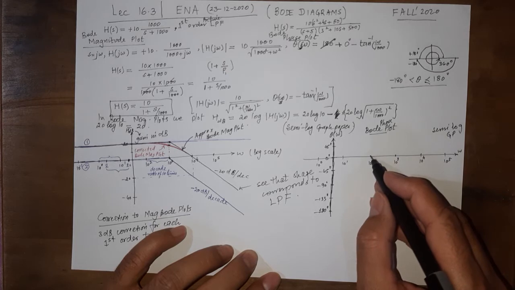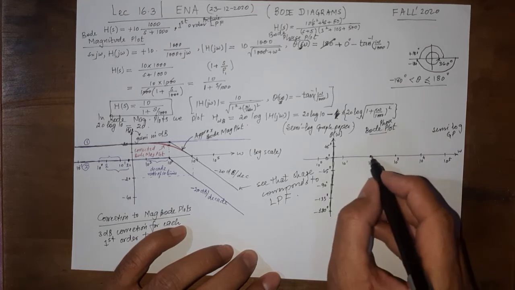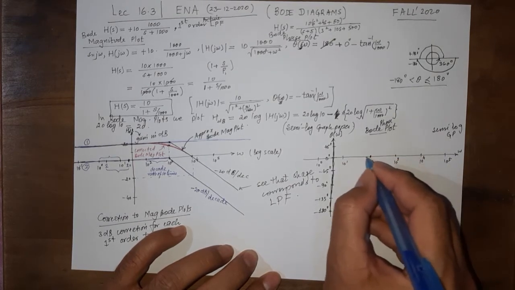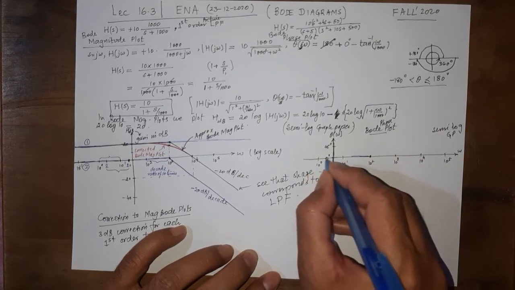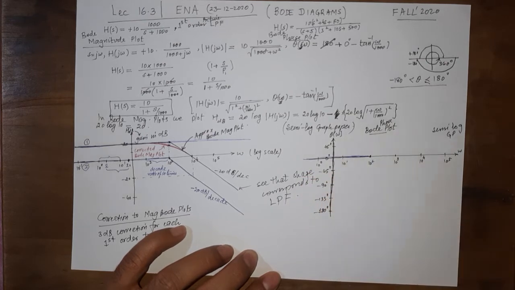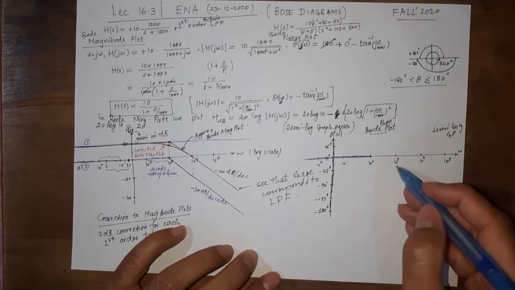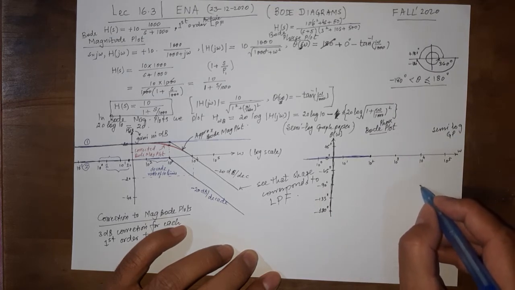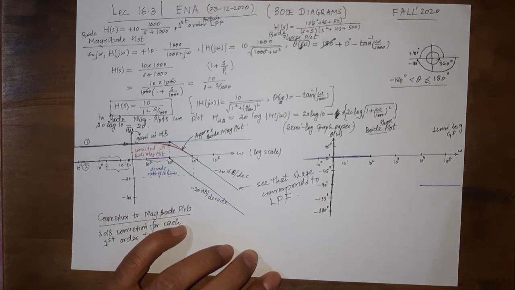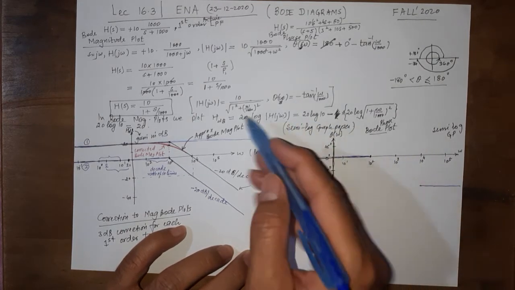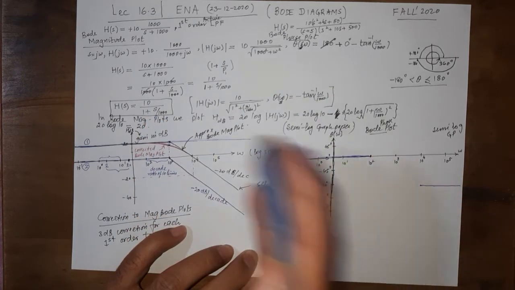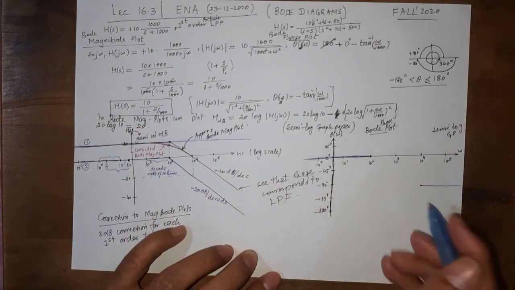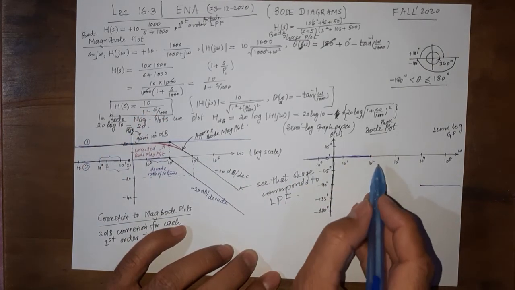and before that point, let me change the color. Before this frequency, which is 10 times less than the critical frequency, the phase plot would be 0. And 10 times greater than this frequency, the phase would be minus 90 because of this minus sign. It is a term in the denominator, so this is going to contribute to a negative phase. That is why it is being drawn on the negative side.